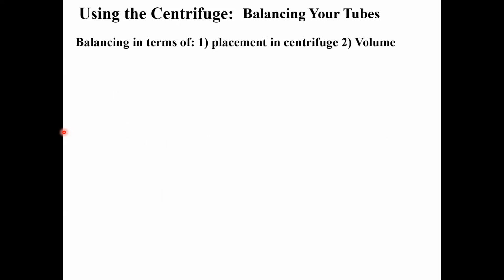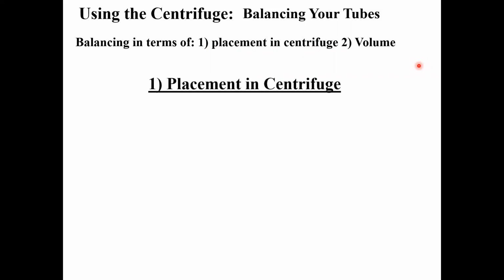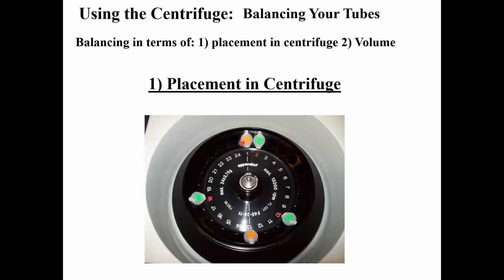We have to balance in terms of two things: placement, or position, in the centrifuge, and volume. Let's talk about placement. Let's say here we have orange tubes and green tubes. The orange tubes have, for example, milk. The green tubes have water. You can see the orange tubes are balanced in terms of position. They are opposite to each other, with equal spacing between them. The green tubes, which contain water, are also balanced because they are equally spaced. So that's how you balance in terms of placement.